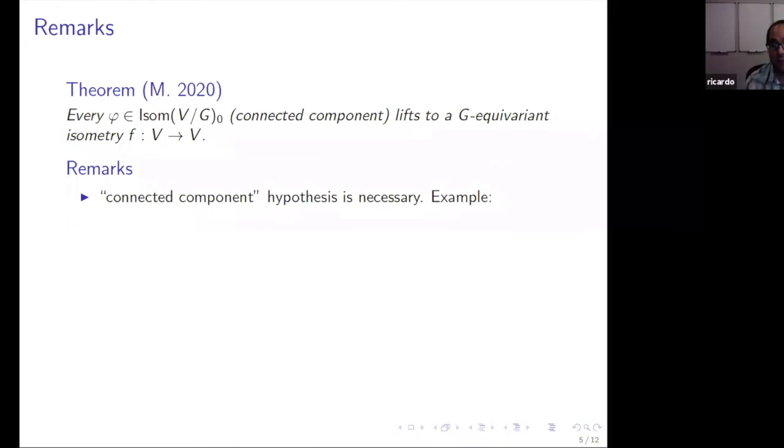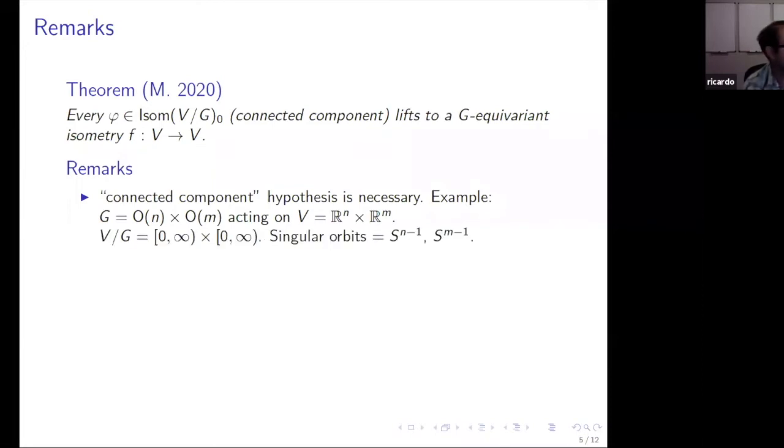So you can find examples of actions where you have some isometry downstairs which does not lift, okay? The most trivial example is the following. Let's take the group G to be the product O(n) cross O(m), and it acts by the product action on R^n cross R^m. So the quotient of this is just the product of the quotients, of R^n by O(n) and of R^m by O(m). Each of those is a ray, like a 0 to infinity interval. So this quotient is just like the first quadrant of the plane, all right?